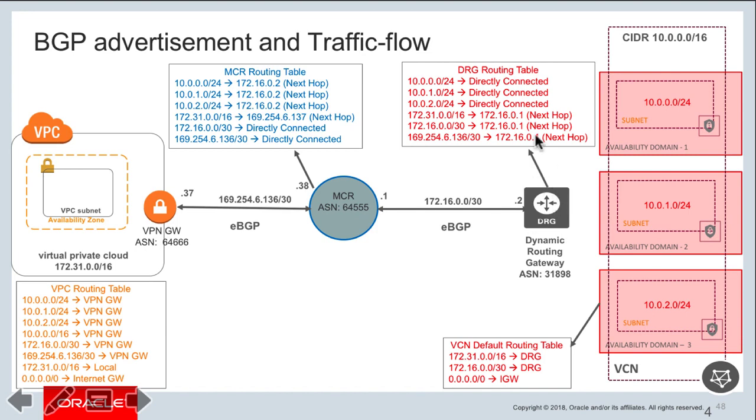After the BGP connection is established, the dynamic routing gateway would advertise the directly connected subnets, and it would receive the routes from the MCR, which include the AWS routes as well. Similarly, on the AWS side, the VPC routing table gets populated with the local directly connected subnets, and also the subnets which are available on the OCI side. Once the routing table gets populated on each end, the communication happens on the private IPs between the AWS VPC and the OCI VCN.